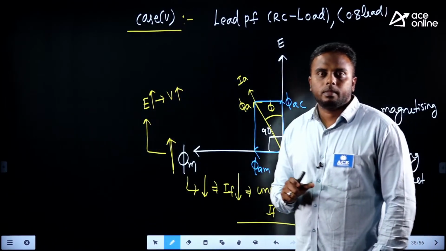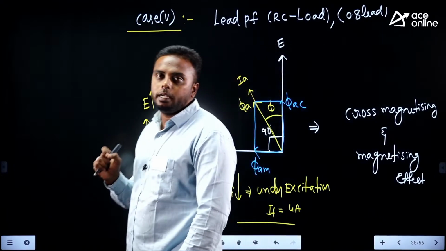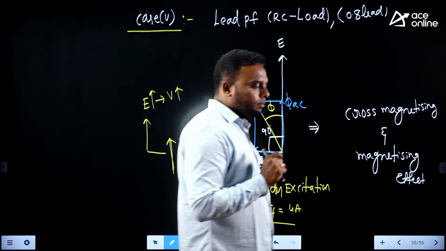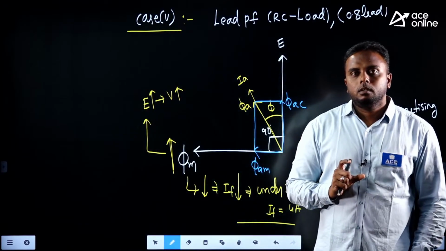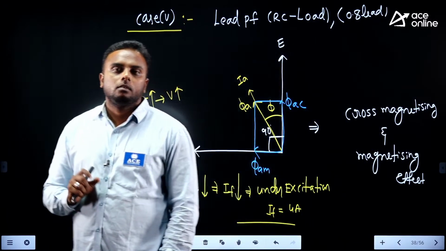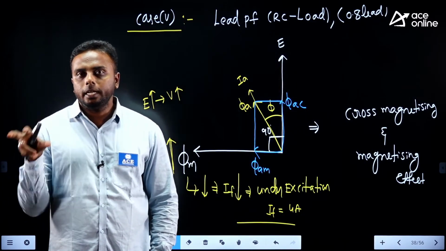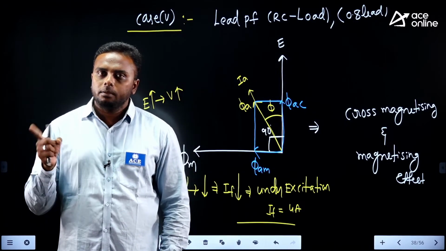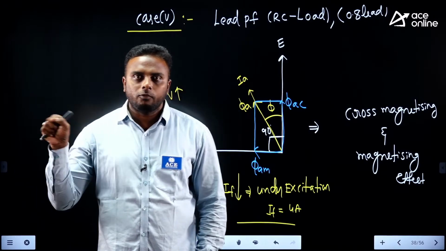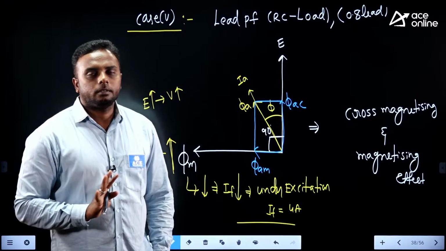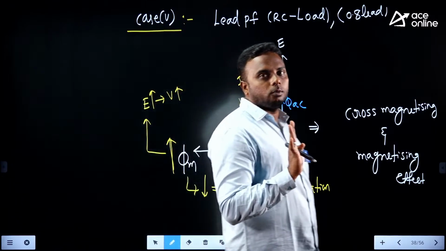If you know well about alternator armature reaction, sometimes they will ask, take care of this, a synchronous motor operating at 0.8 leading power factor. What is armature reaction in that? 0.8 leading means RC load. R means cross magnetizing effect. C means, for alternator, magnetizing effect. But for motor you have to say opposite.